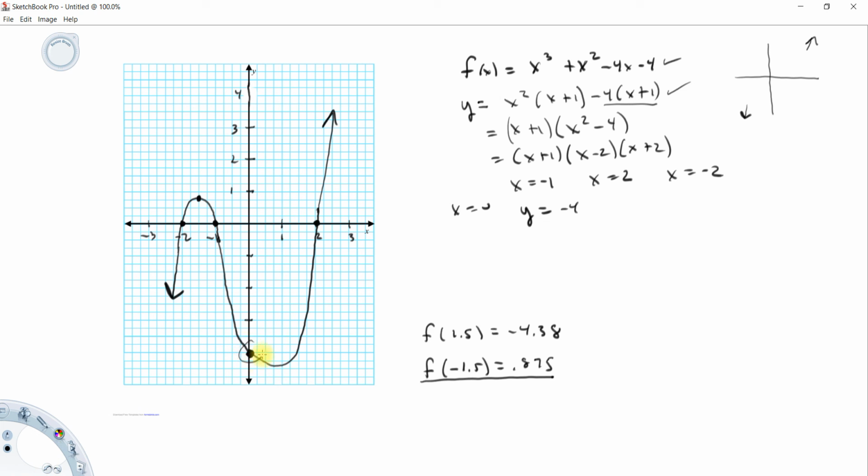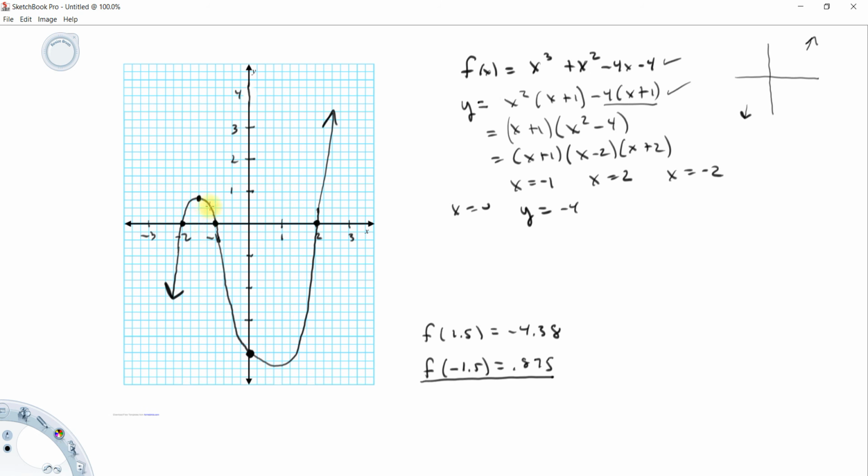The y-intercept is typically a pretty easy point to get with a polynomial. Just make sure you put it in the right place. And then you can typically start sketching them. Usually you want to go between the zeros, like here and here. I probably should have picked a point a little bit more to the left, but that's okay.